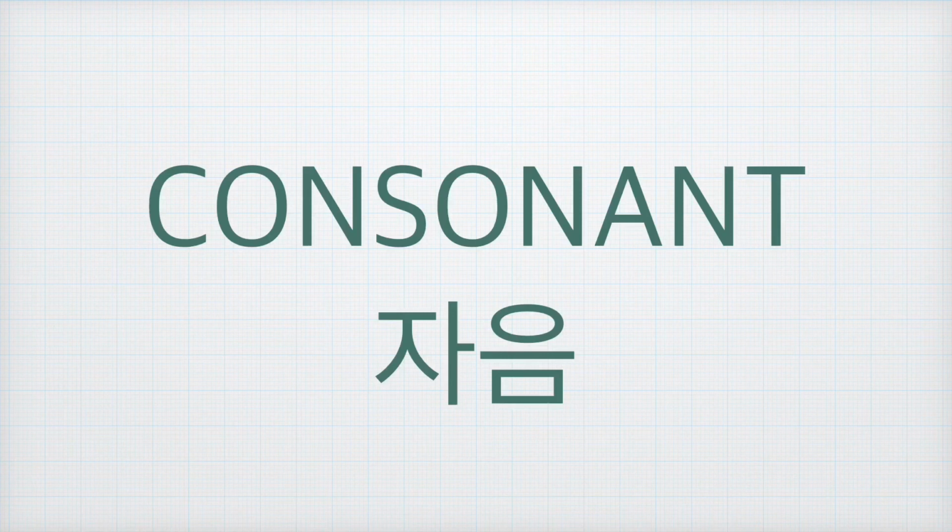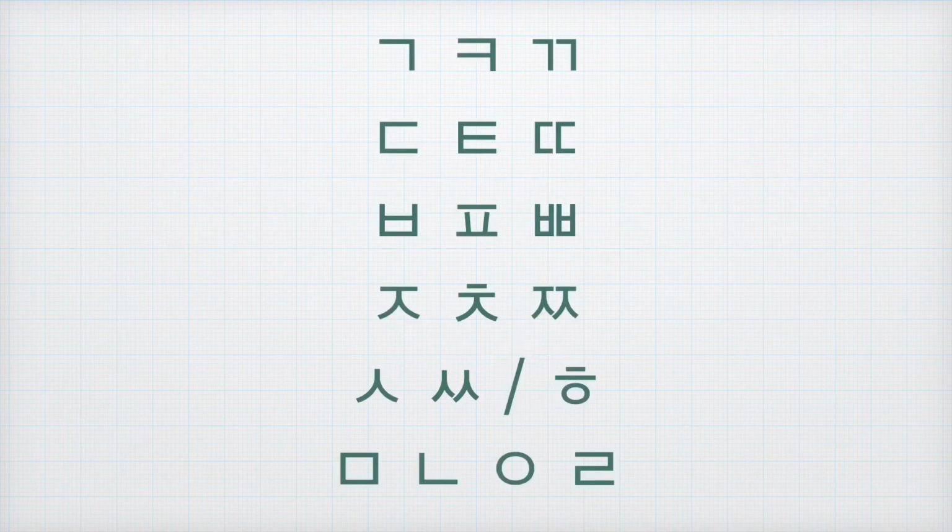Today's episode is on consonant, or 자음. In Korean, there are 19 consonants. Now, the most important characteristic of consonant is that when you pronounce it, your air is obstructed while you exhale, whereas a vowel just lets you exhale freely.